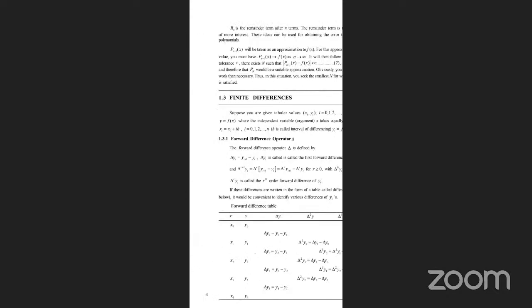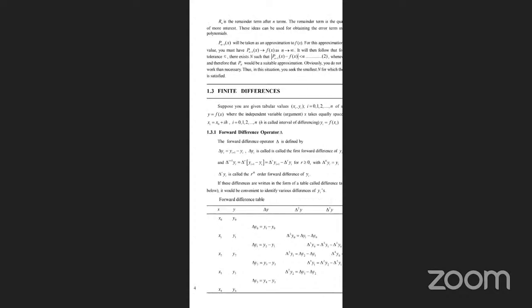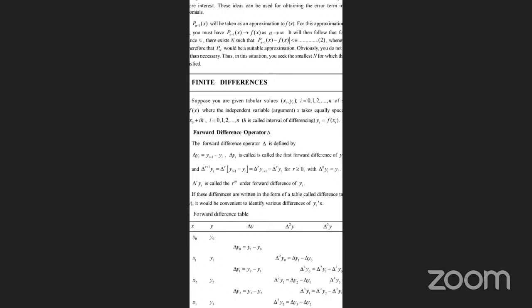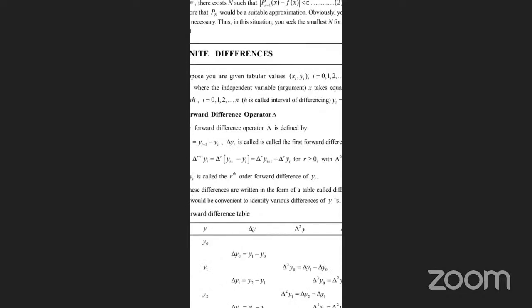So what is the finite difference? The forward difference operator. Suppose you are given the tabular form x_i, i equal to 0, 1 to n, some function y = f(x), where the independent variable takes equally spaced values x_i, i = 0, 1 to n, with the interval difference h. The forward difference operator delta is defined by Δy_i = y_(i+1) − y_i. Δy_i is called the forward difference of y_i.